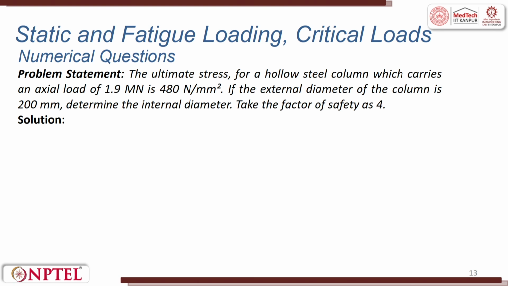The ultimate stress for a hollow steel column which carries an axial load of 1.9 mega Newton is 480 Newtons per millimeter square. The external diameter of the column is 200 millimeter; find the internal diameter, taking factor of safety as 4. So, let us try to use the relationships that we have learnt in the lectures. Let me put down the values which are given.